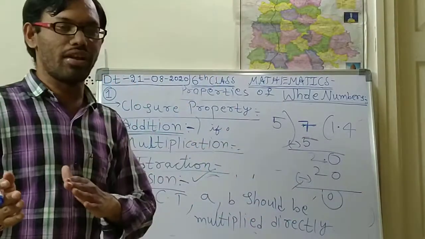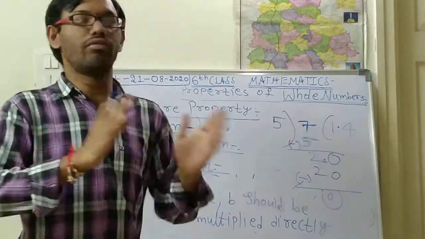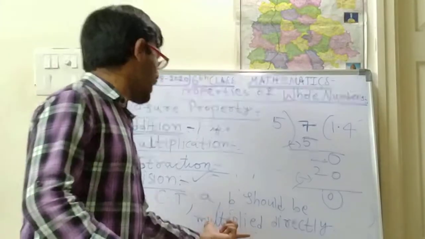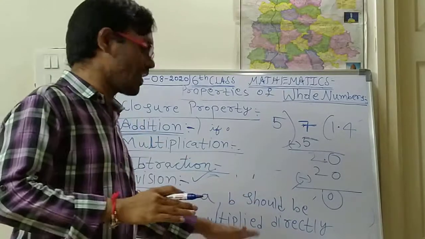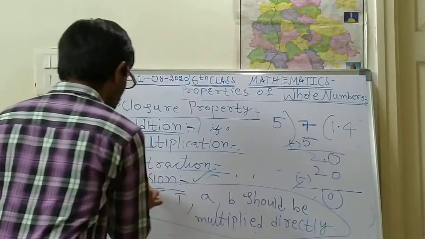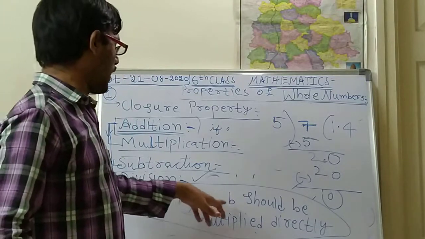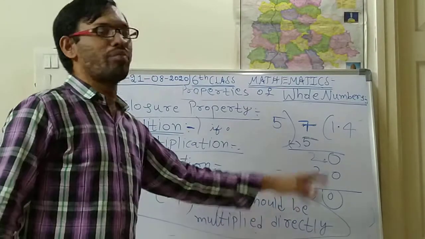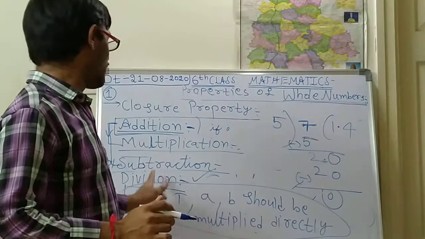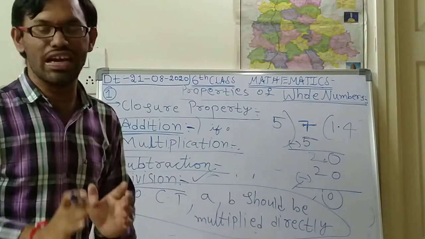In the 5 table 7 won't come. 5 ones are 5, 5 twos are 10. That means after 5, 10 came. That means here the second case is not applying. So what is the first case? The first case is that A, B should be multiplied directly. Then only the division property will be satisfied.